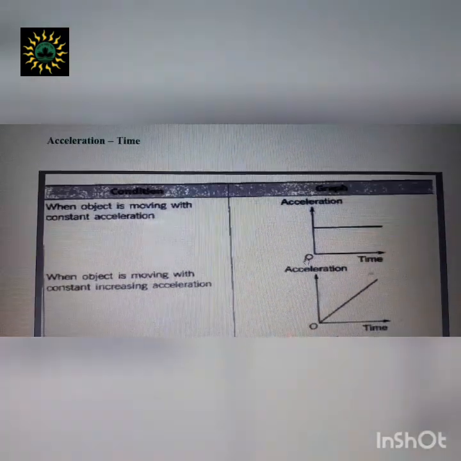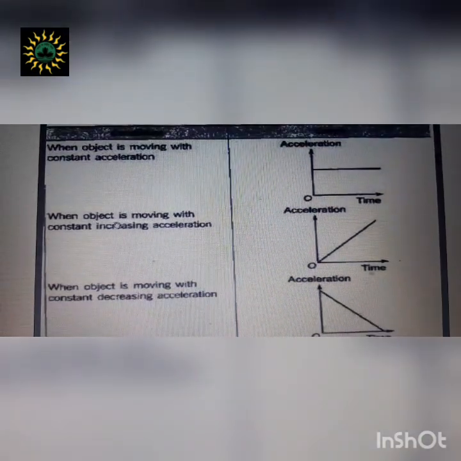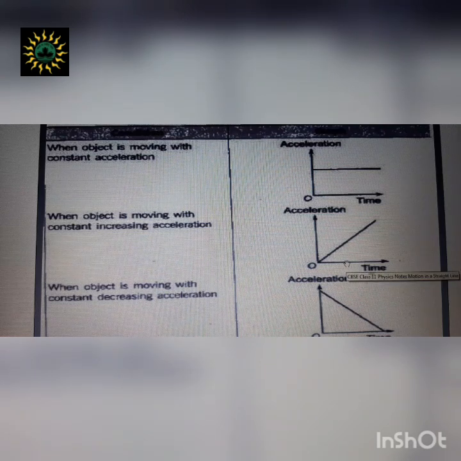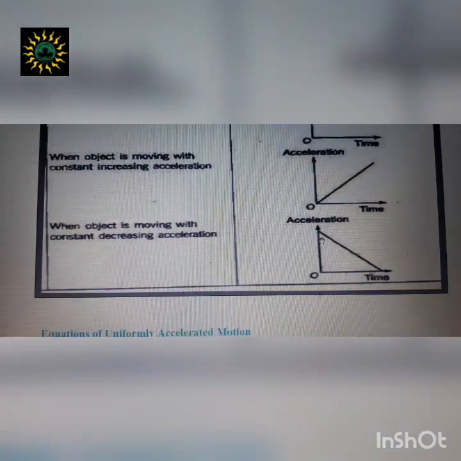Now the acceleration and time graph that we have: if acceleration remains the same with respect to time, that means uniform acceleration, acceleration is not changing. If a car moves with constant acceleration, in that case you will get a straight line parallel to the time axis. And when an object is moving with increasing acceleration, that means the acceleration is increasing but at a constant rate, in that case you will get the graph like this, and if the acceleration is decreasing at a constant rate, you will get the graph like this.